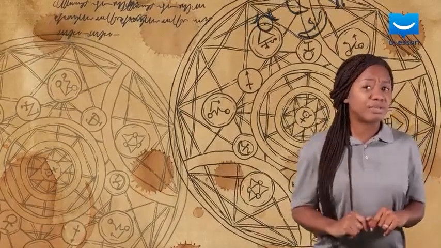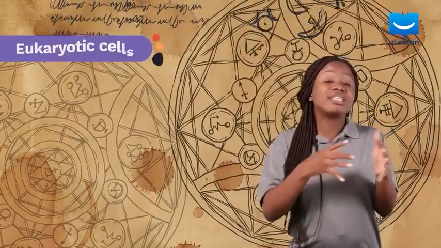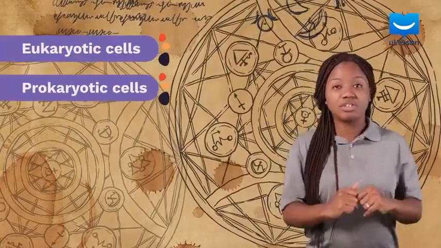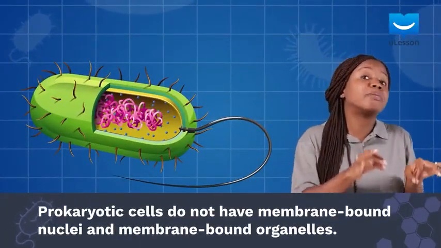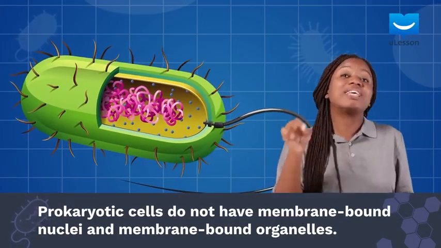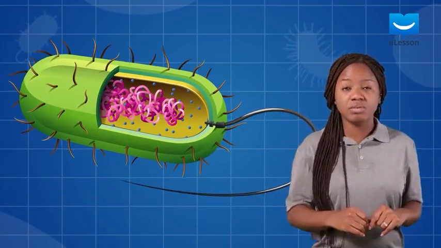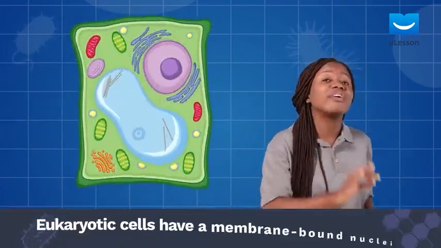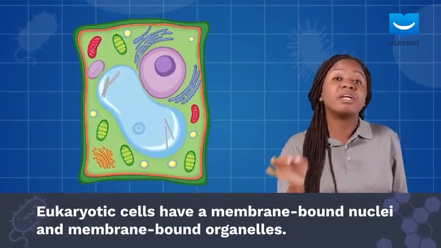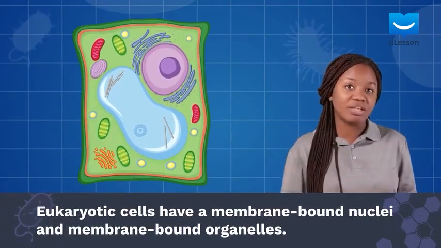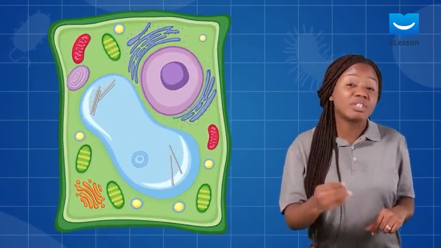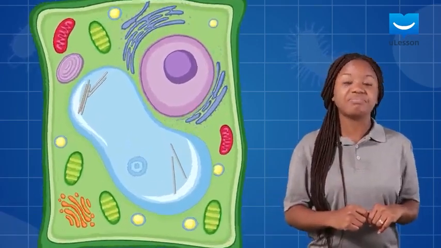There are two major types of cells: eukaryotic cells and prokaryotic cells. Prokaryotic cells do not have a membrane-bound nucleus and membrane-bound organelles. Bacteria are prokaryotes. On the other hand, eukaryotic cells have a membrane-bound nucleus and membrane-bound organelles. Plants and animals have eukaryotic cells.